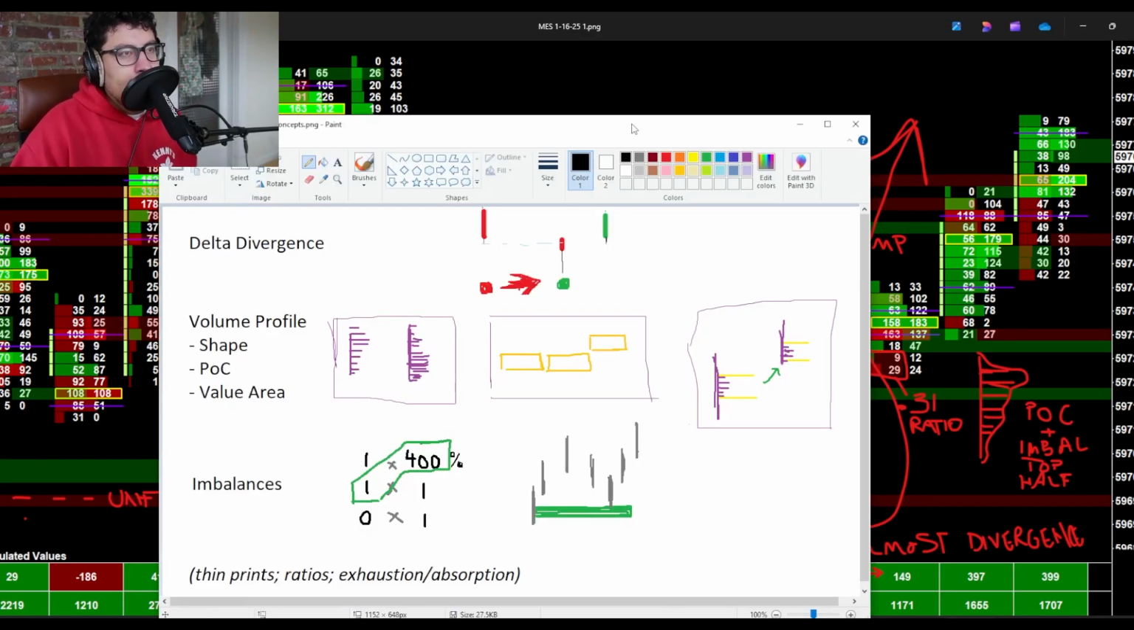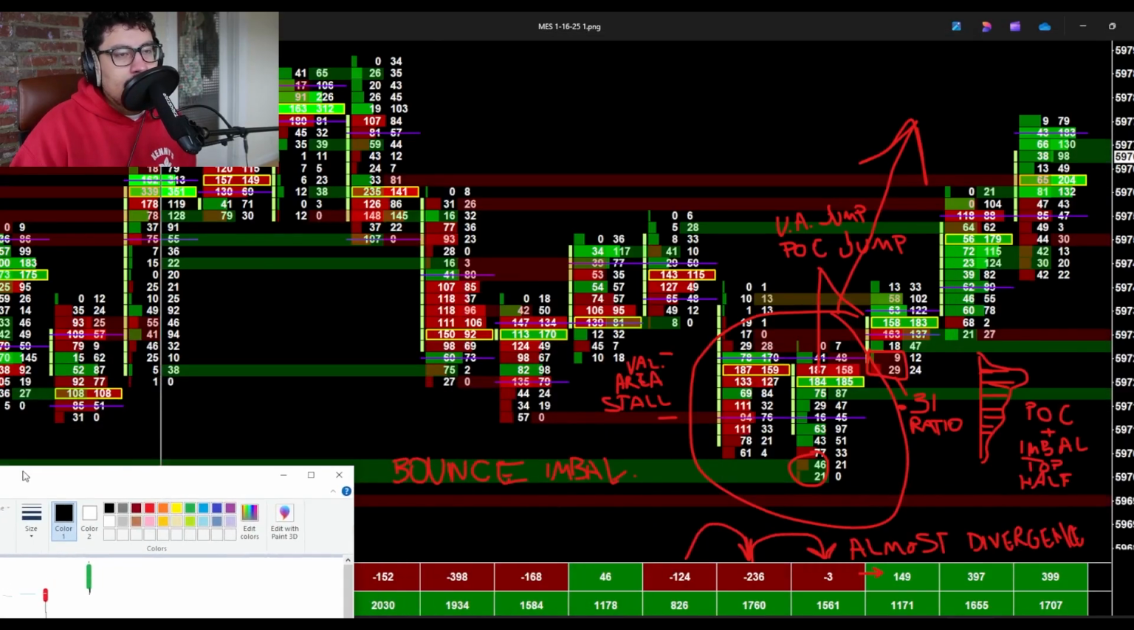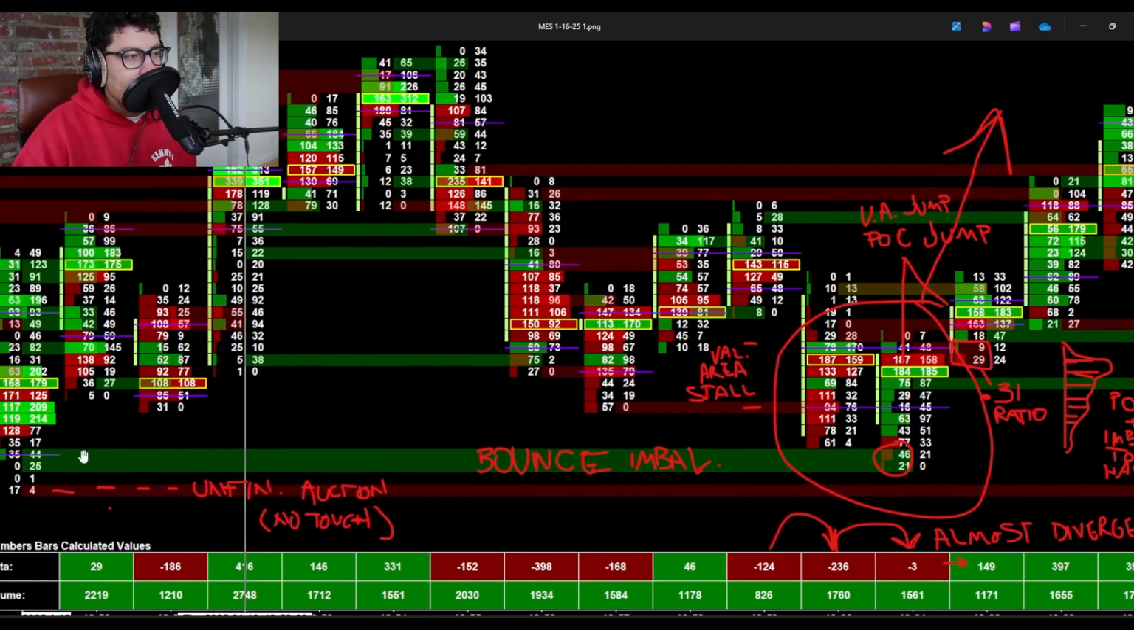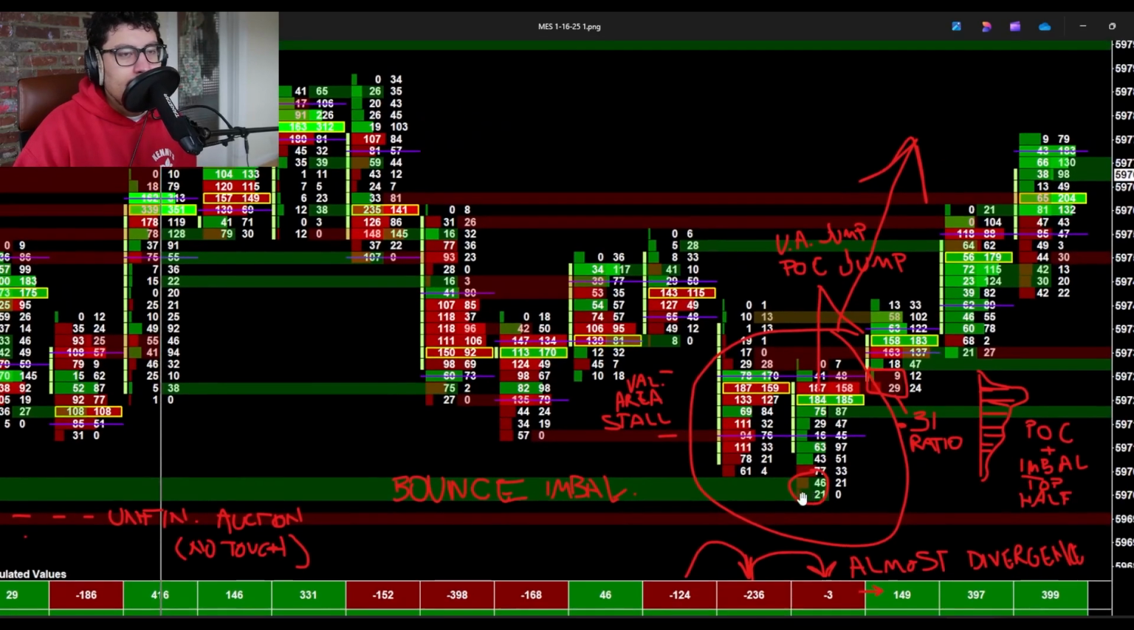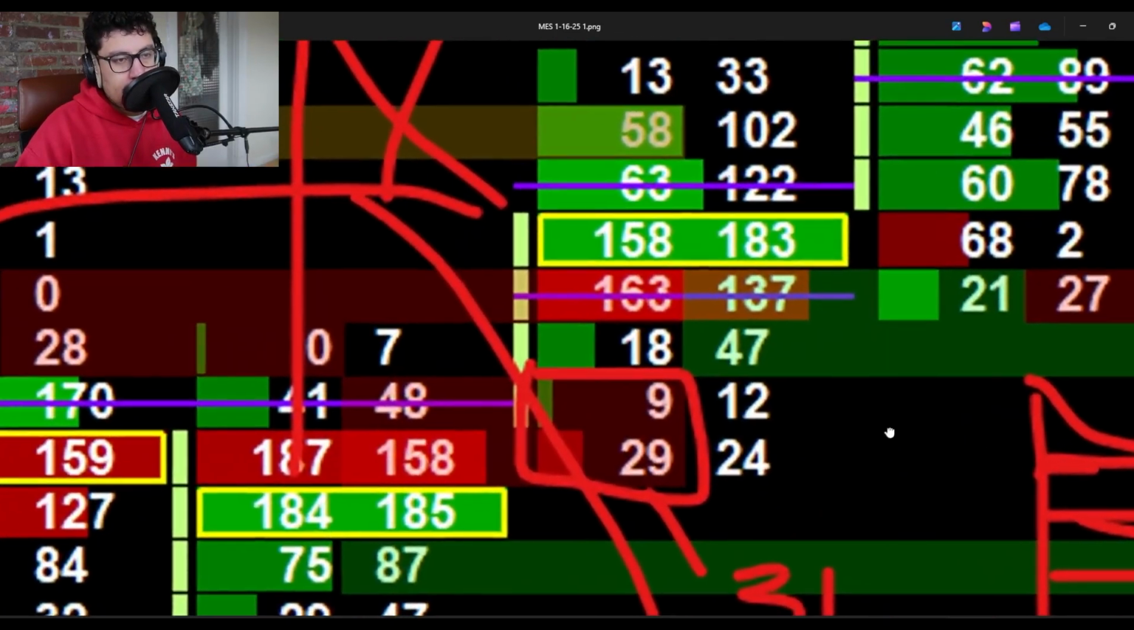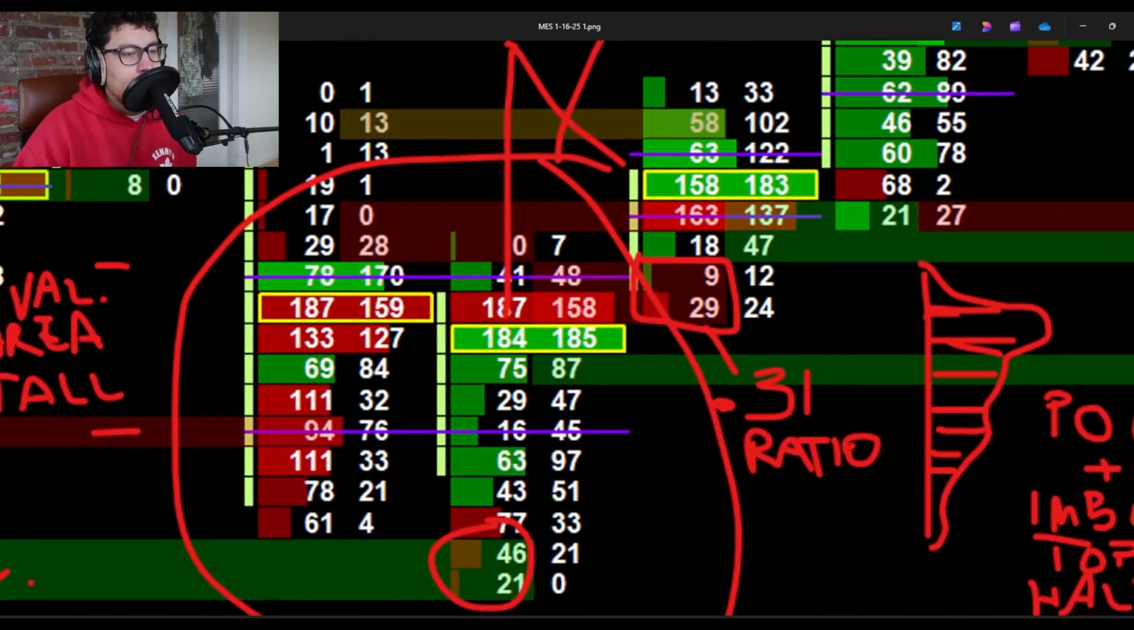That's the imbalance. So that's what made this look like a good trade, is the shifting delta, the volume profile kind of finding a base here and then jumping up, the bounce off of this imbalance area, the profile creating a P. You know, these are all good things for this to go north. So let's look at the extras here.